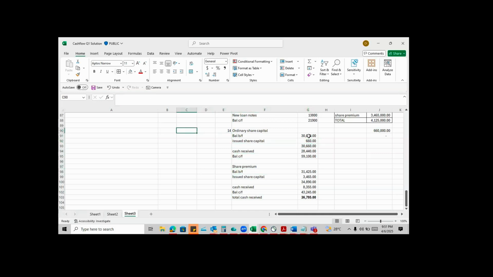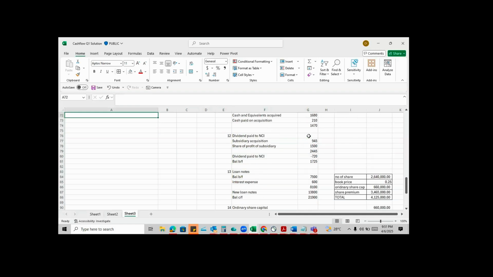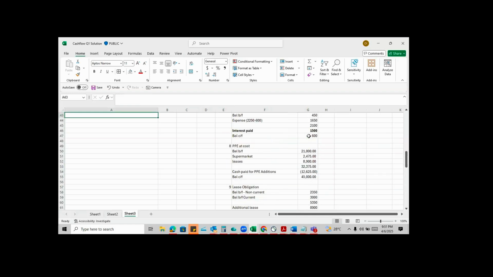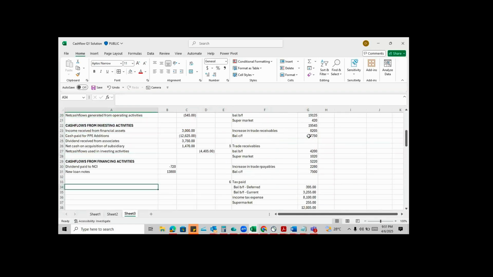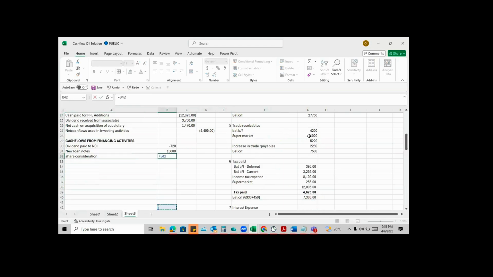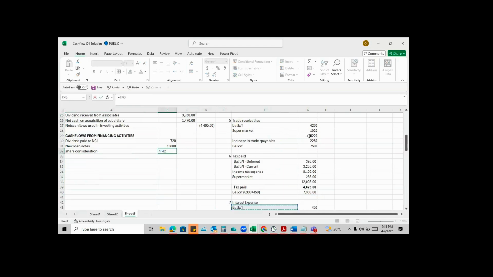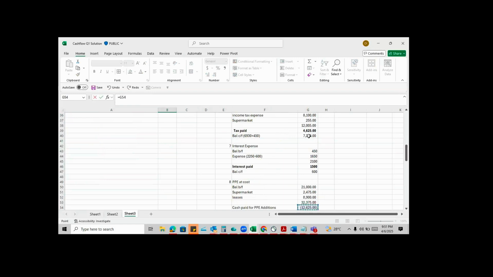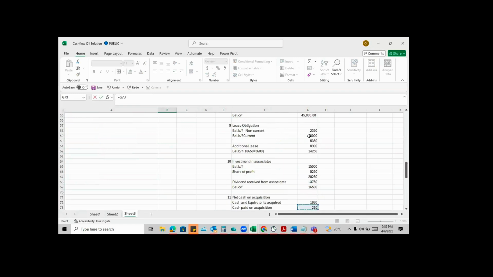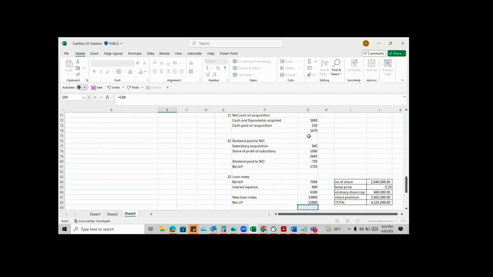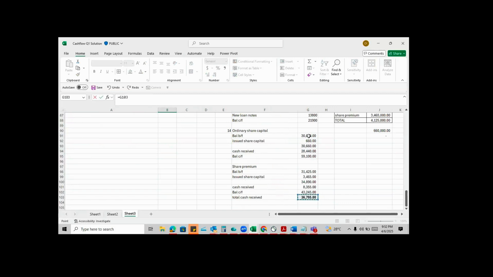So quickly, the share consideration upon that share exchange will be that amount you have there. Can't even lie, I'm tired myself, but let's round it up.